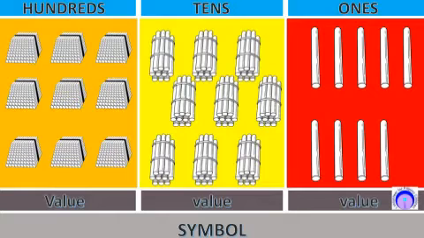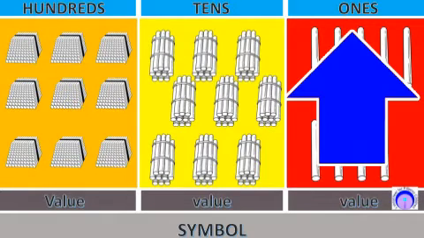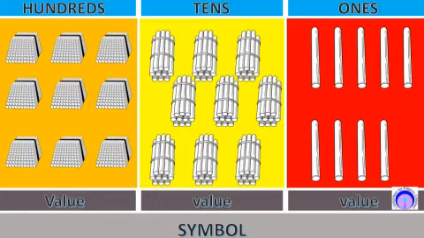Let's try this one. In the ones place, we have 9 sticks. Can you count them? The value is 9. Now let's proceed with the place value tens. There are 9 pieces of bundles of 10 pieces each. So what is the value? The value is 9 times 10, which is 90.